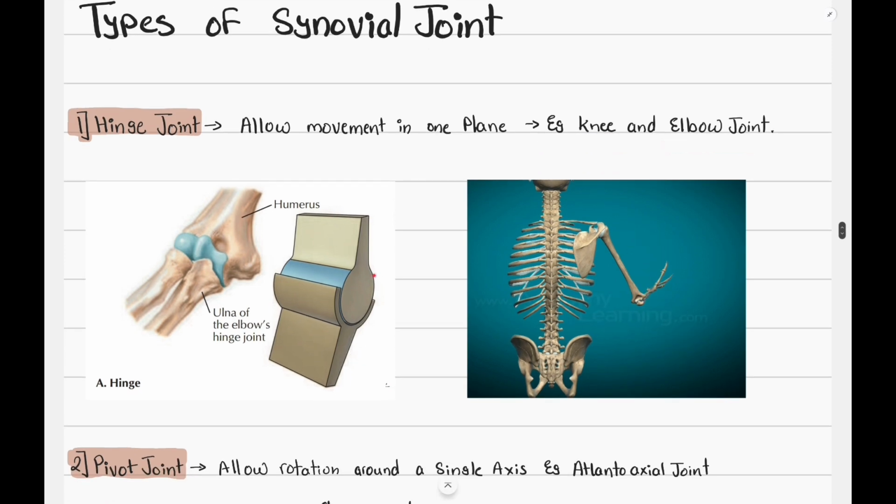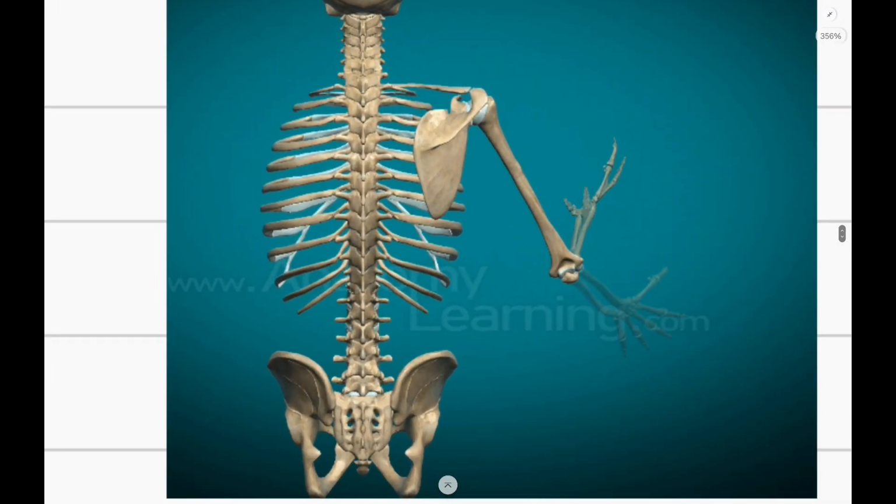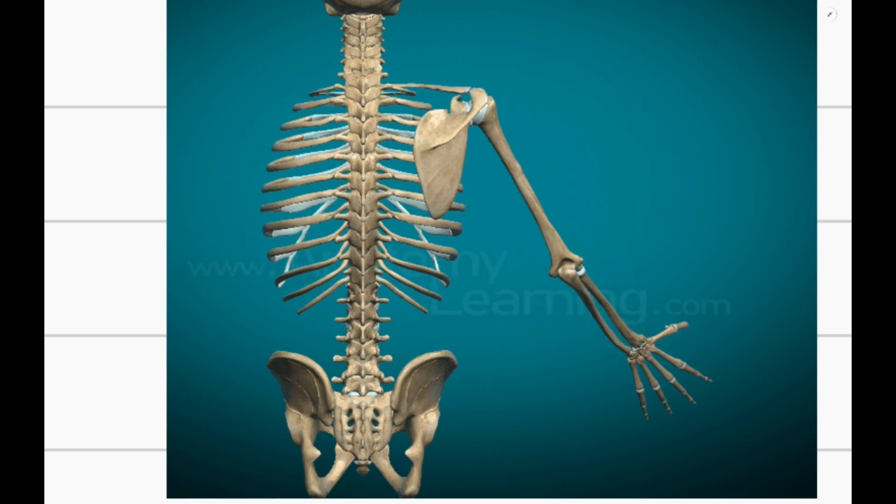So this is the hinge. You can see if this was a rotatory part, it can only go from this direction to this direction. That means only one plane of movement is allowed for this joint. So this is the elbow joint. You can appreciate that we can move our elbow in only one direction, in only one plane.